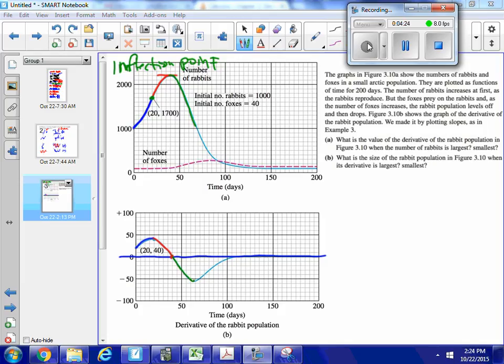Until right about this point here, same place as on the upper graph, even though the number of rabbits is decreasing, the slope of my tangent line is starting to get a little bit less negative.